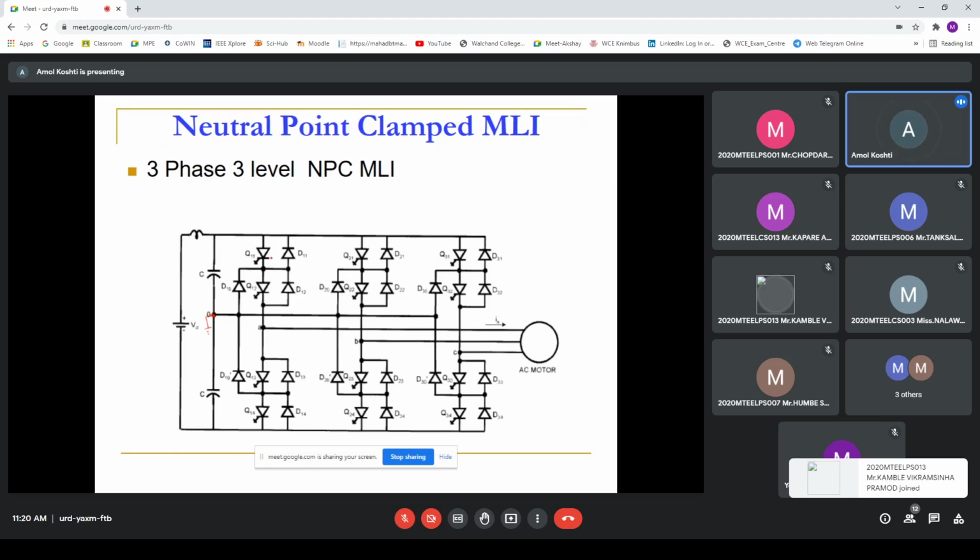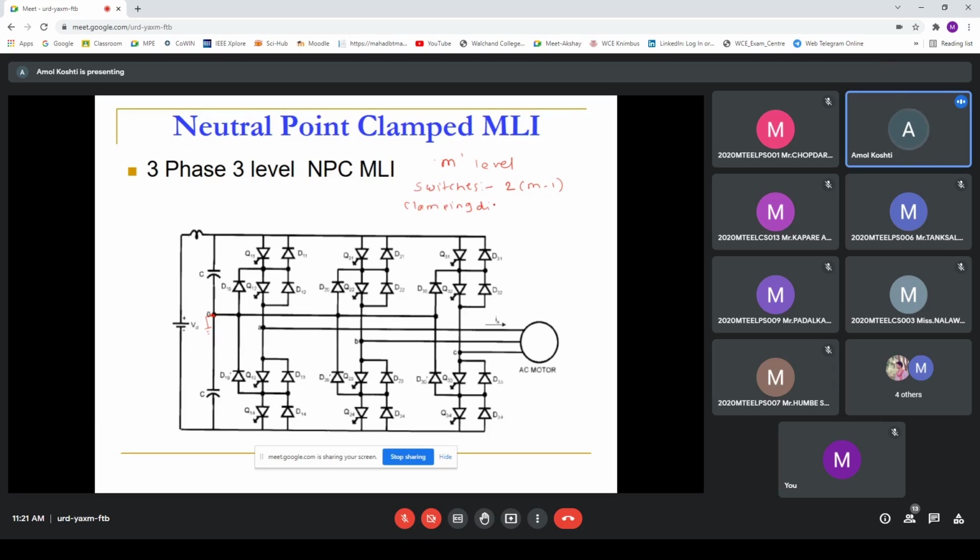I also told you the formula. Suppose we are designing for M levels. For M levels, how many switches are required? The switch count is 2 into M minus 1. Then the clamping diodes, which I also told you about. Clamping diodes means this kind. How do we calculate the count of these?